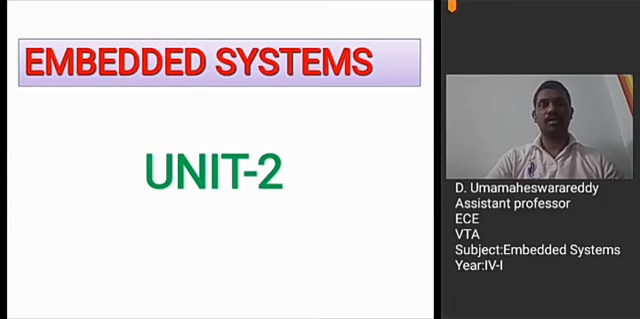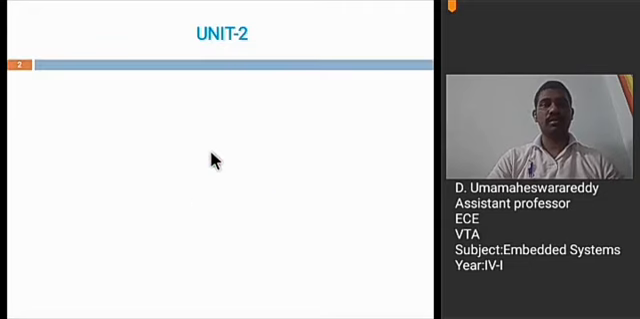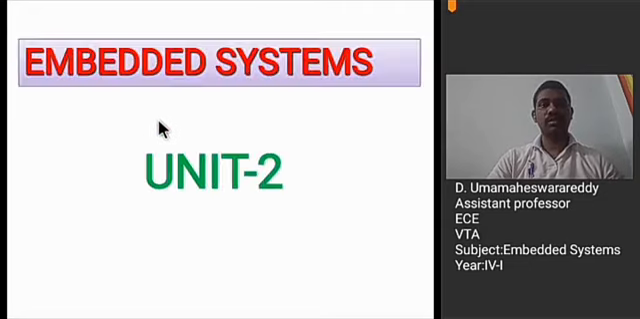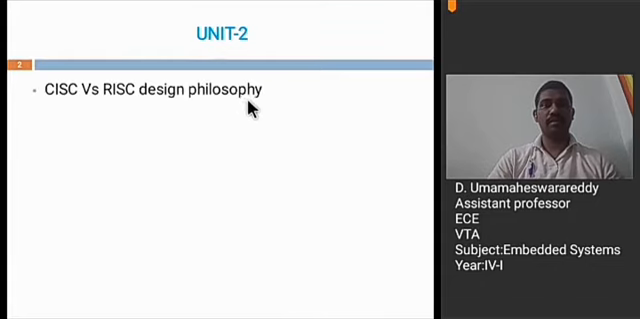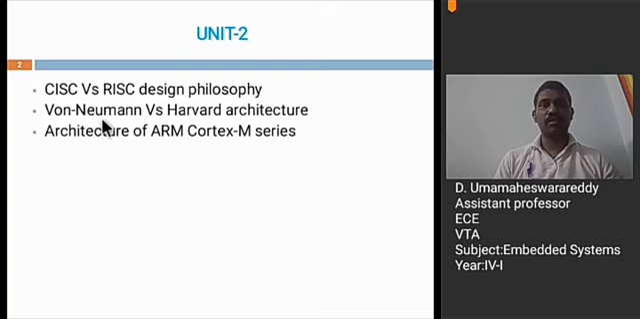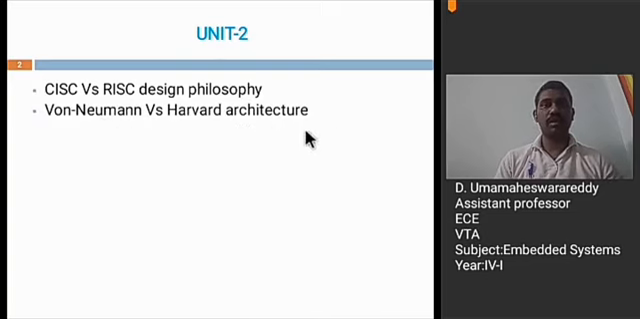In this class, I am going to start Unit 2 in Embedded Systems. And coming to the Unit 2 syllabus, first we are going to discuss CISC versus RISC design philosophy: complex instruction set computer versus reduced instruction set computer design philosophy. Next, the difference between von Neumann versus Harvard architecture.